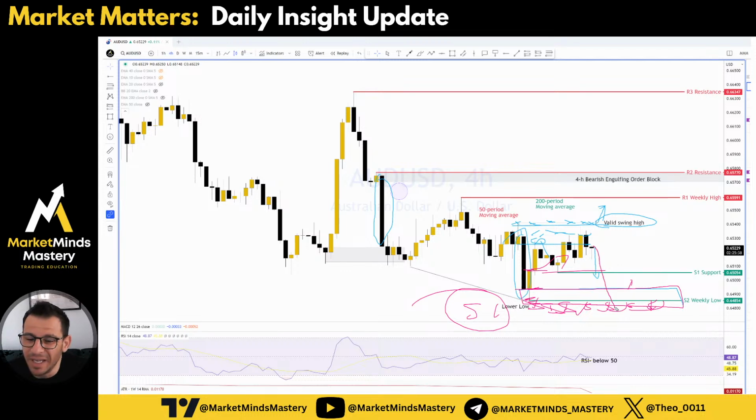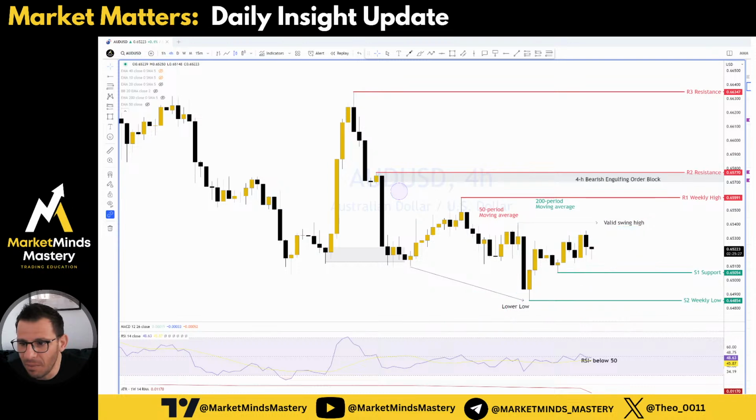So imagine, if the price drops down and enters into this S2 weekly low, what can possibly happen is the market will activate a bunch of sell stop orders and it's going to drive the price to decline. Also, traders who are looking to go short from this low here are going to enter with sell orders. So it's going to create a lot of volatility to the downside.